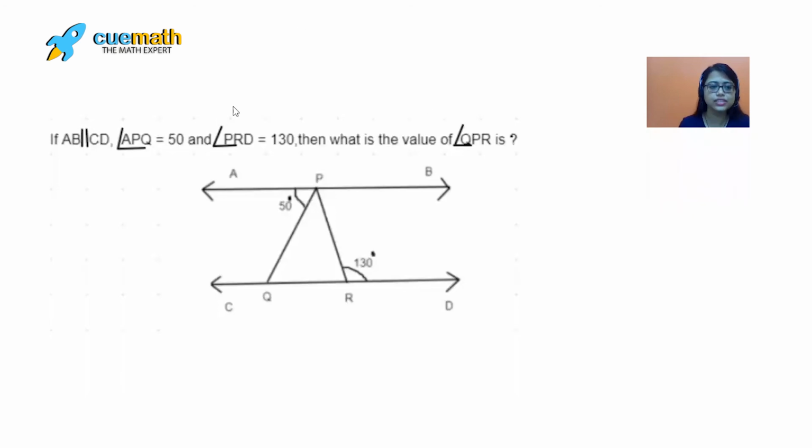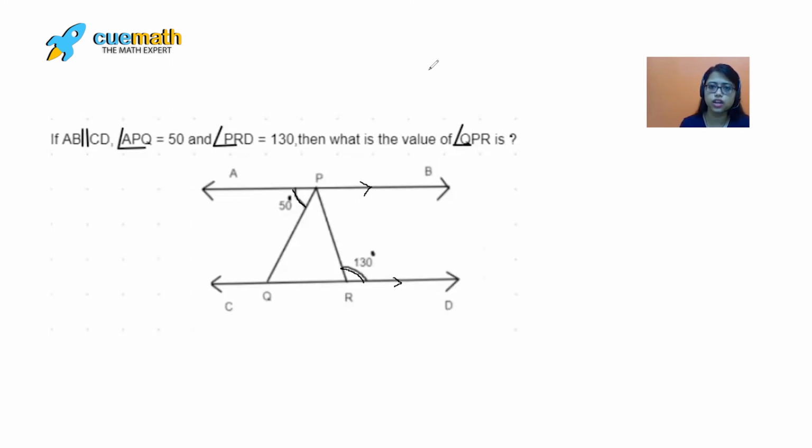Yes, guys, so you can see there is one more question coming up, and here also it's based on the applications of parallel lines and transversals. So you can see, if AB is parallel to CD. Now you see there are two lines here, AB and CD. If they are parallel and angle APQ is 50 degrees, as seen in the figure, and angle PRD is 130 degrees, you can see here. So what is the value of angle QPR?